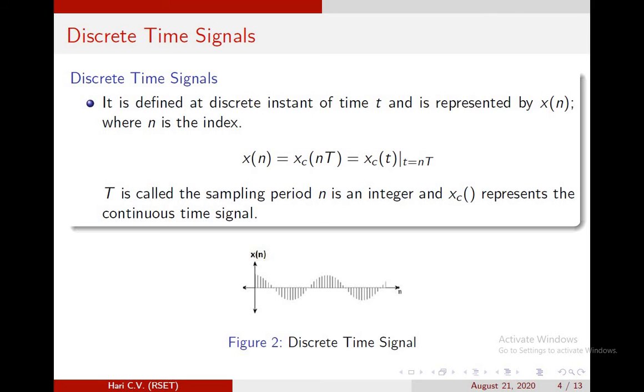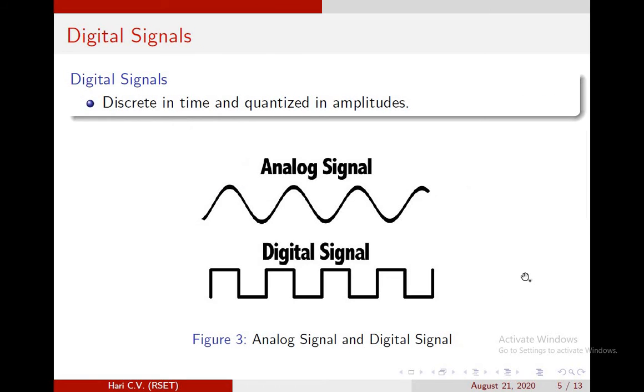The discrete time signal is defined at discrete instants of time and is represented by x of n, where n is the index. You can see that x of n is equal to xc of nT, that is equal to xc of t that you will get by substituting t is equal to n into capital T. So T is called the sampling period, n is an integer and xc represents the continuous time signal. The discrete time signal is shown in figure 2. The digital signal means it is discrete in time and quantized in amplitude.